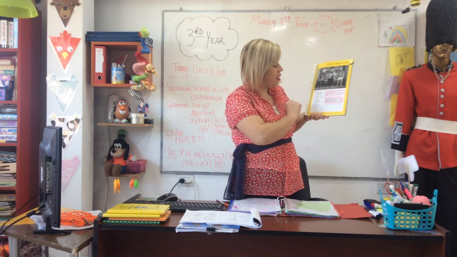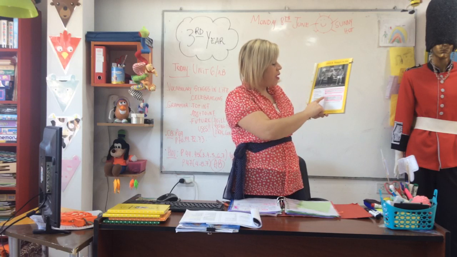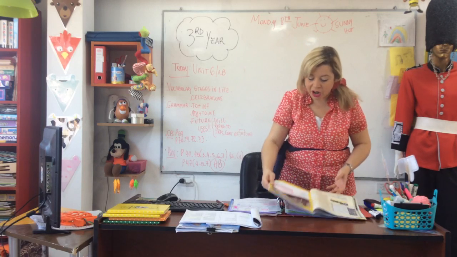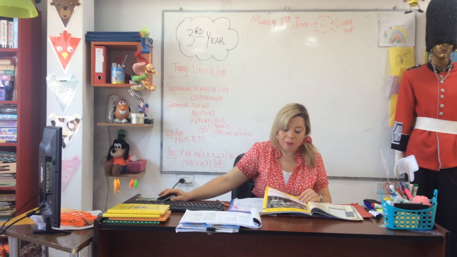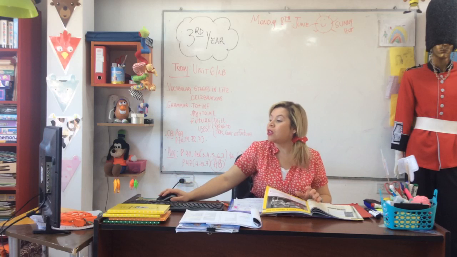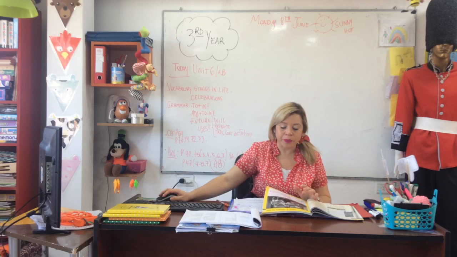So I want you to highlight this and then highlight all the words: get a pension, get your driving license, go to college or university, get married, start a family, start your career, retire from work, and buy your first home, okay? So I want you to highlight all this.